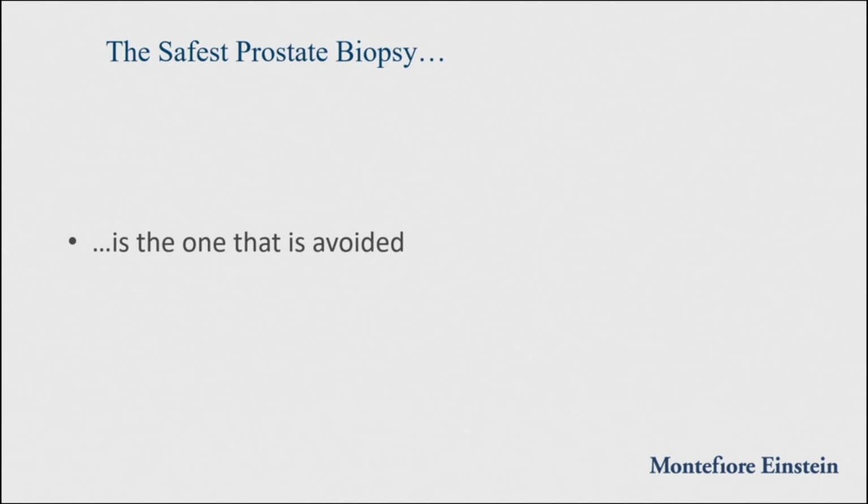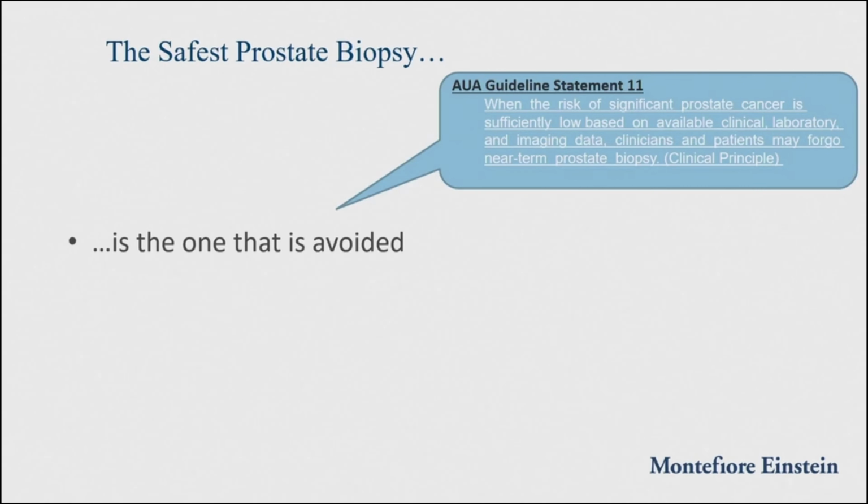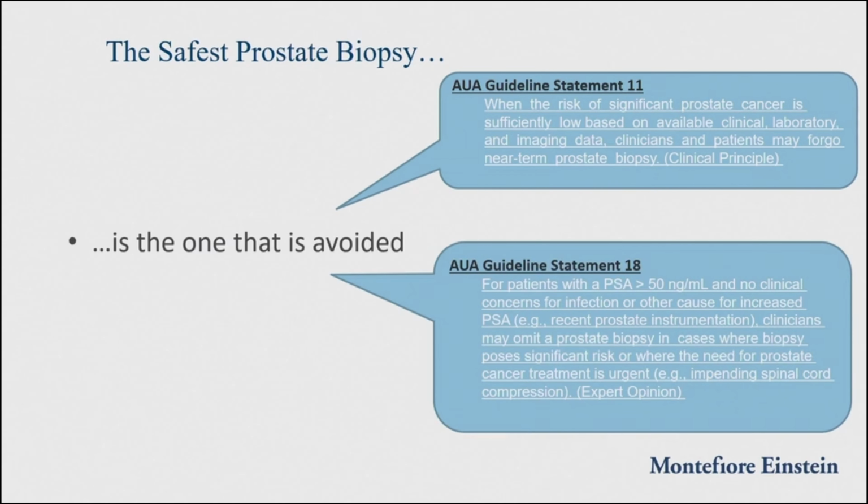So I start with a very simple statement that the safest prostate biopsy is frankly the one that is avoided. And you're hearing throughout this session about avoidance of diagnosis of clinically insignificant disease. So if you look at guideline statements 11 and 18, when the risk of significant prostate cancer is sufficiently low based on all of these parameters, patients may forego near-term prostate biopsy. And for patients with a PSA over 50 and no clinical concerns for infection or other cause for increased PSA, then you may also omit a prostate biopsy and perhaps just proceed to treatment.